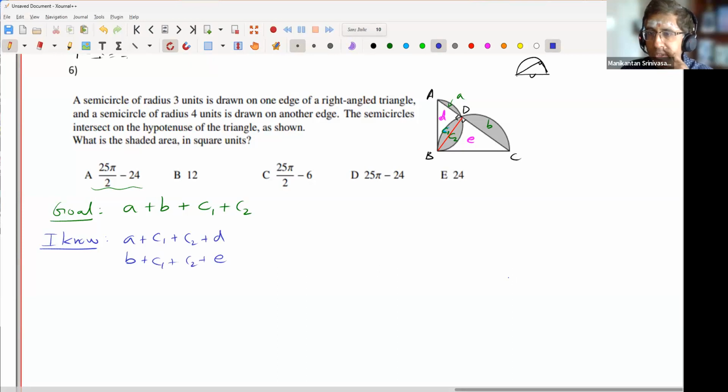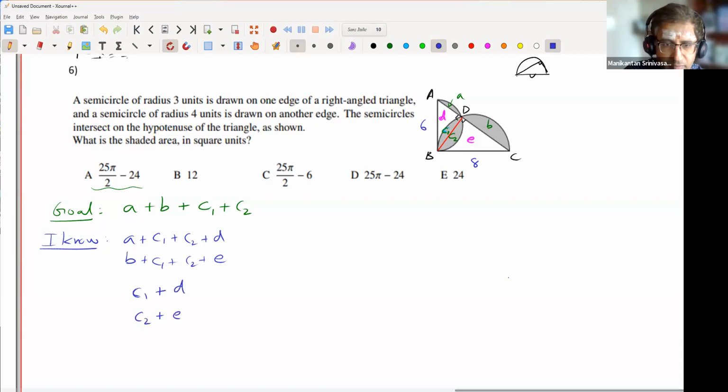Okay. I also know the two triangle areas. How do I know the two triangle areas? Because I know this is a semicircle of radius 3. So this is 6 and this is 8. The entire thing is 10. And then you know that the lengths will be proportional, right? So the lengths will be proportional. So I know the triangle of ADB. So I know C1 plus D. I also know C2 plus E. Okay, in fact, I know them individually, but looking at it now, I won't even need that, it looks like.